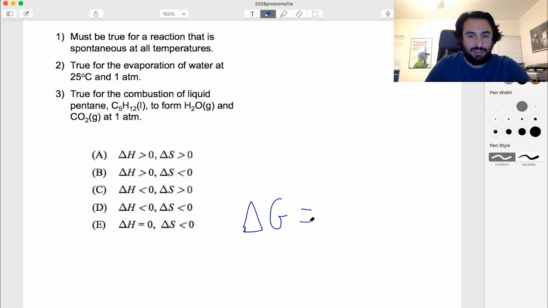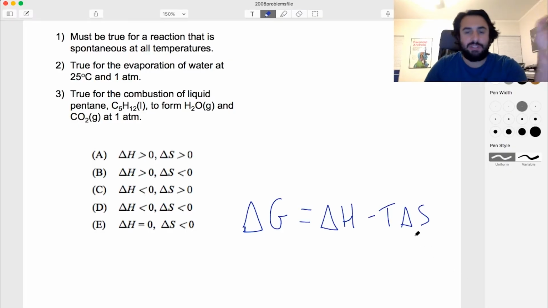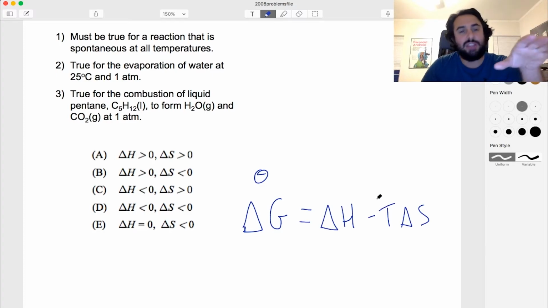Spontaneity, we're talking about delta G, and that is equal to delta H minus T delta S. Now, if something is spontaneous, that means that delta G is negative. So we have this temperature term right here. If it is enthalpically favorable but entropically unfavorable, or enthalpically unfavorable but entropically favorable, then temperature matters. A high or low temperature can determine whether it is spontaneous or non-spontaneous. But this says spontaneous at all temperatures, so no matter what T is.